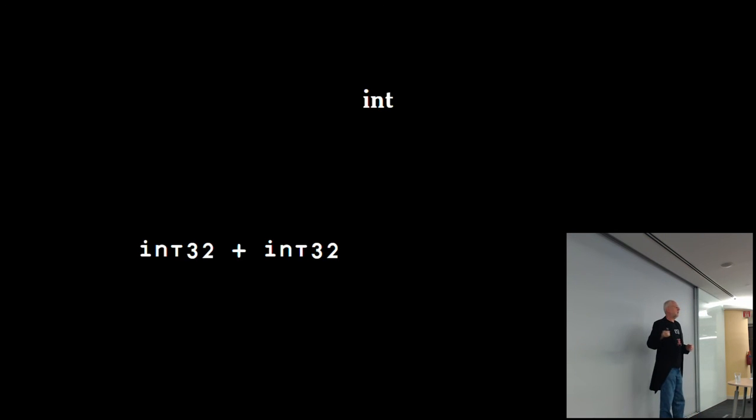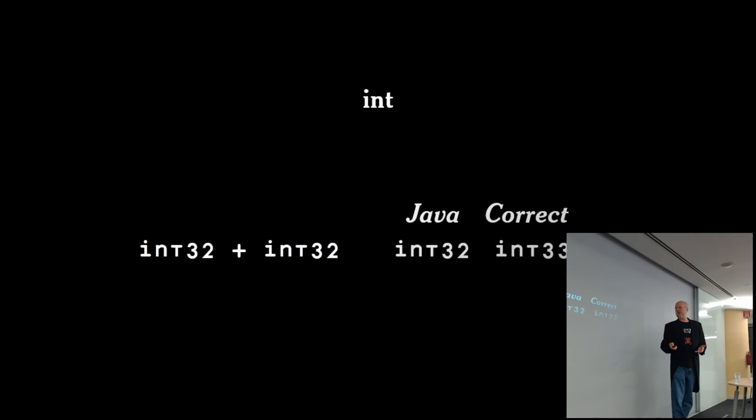Time for a quiz. So you're going to add an int32 to an int32. What is the type of the result? It depends. No, there's actually a right answer. So, anybody know? Anyone? Int32? Int62? Int32? No, that's not correct. It's int33. Yes. Int33 is the right answer.